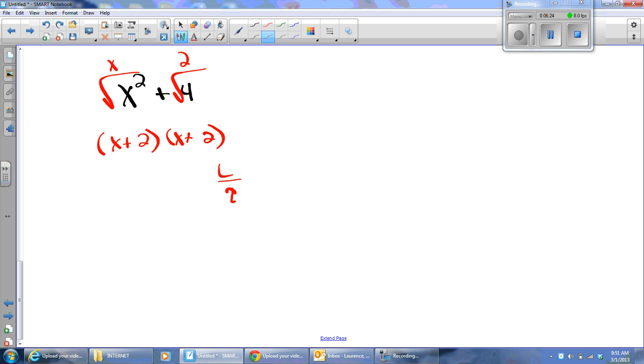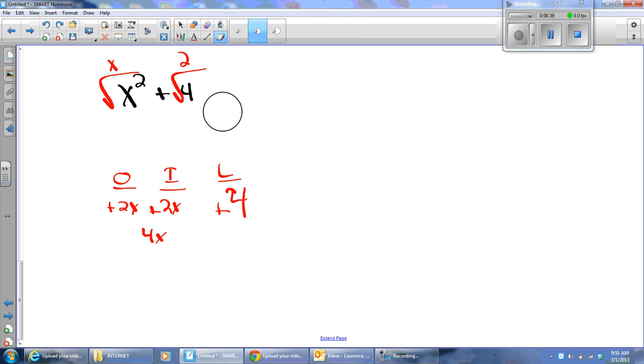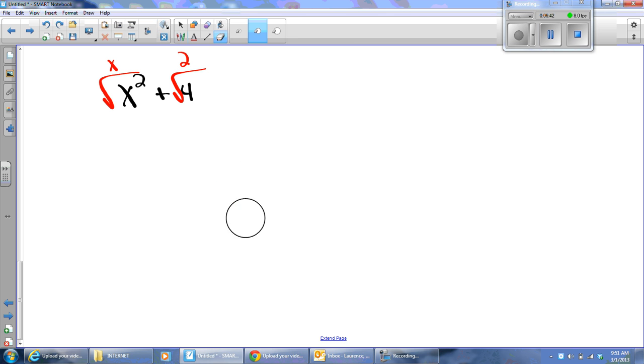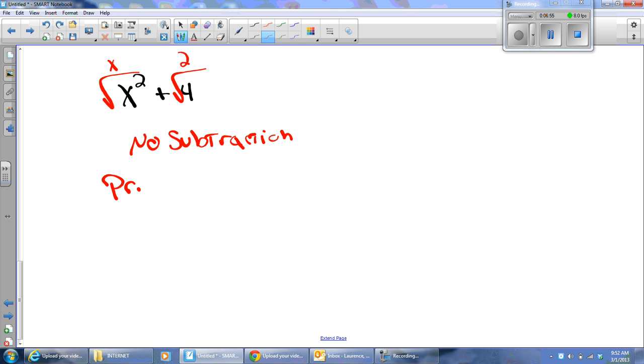The only problem is, with my outers and my inners, I'm going to get 2x and 2x. That makes 4x. Is there a 4x in this problem? No, there's not. I hope you see what I'm getting at. This one can't be factored because it's not the difference of perfect squares. There's no subtraction. It can't be factored. So this one we would say is prime.